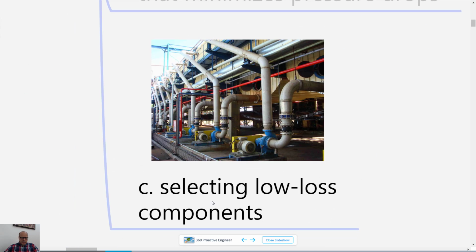The third area will be selecting low pressure drop components for the whole system, so the overall energy efficiency, or the energy consumption for the whole piping system, will decrease if we select equipment or parts of the system, like a heat exchanger or other consumer of the liquid, with a lower pressure drop.